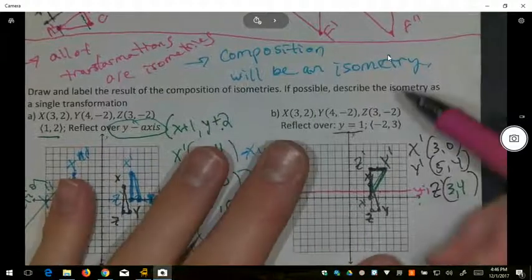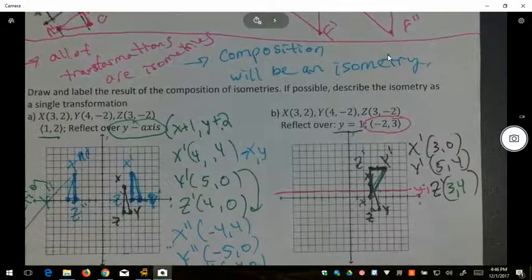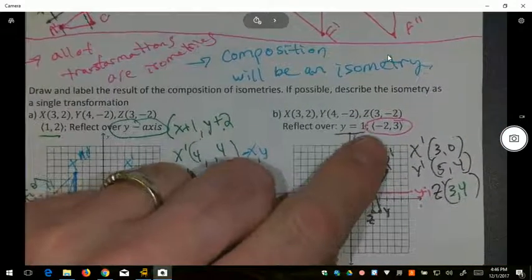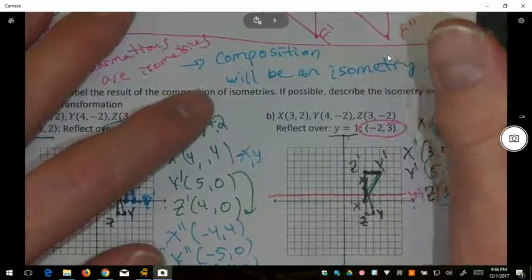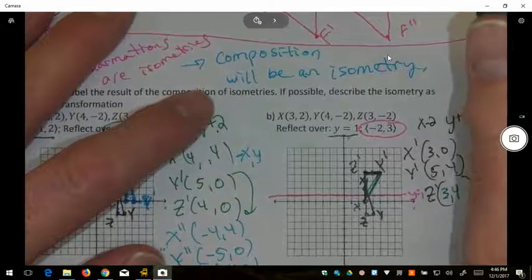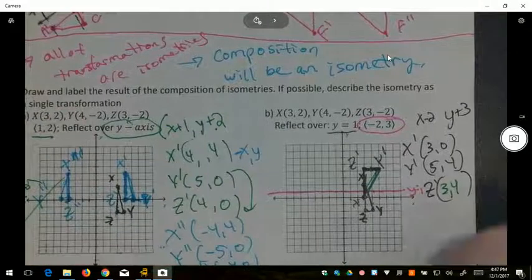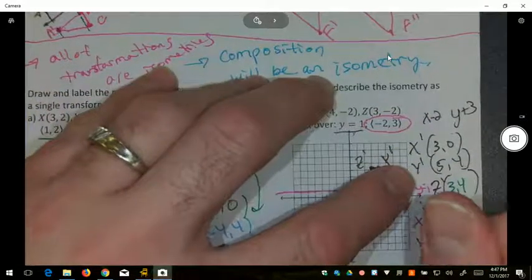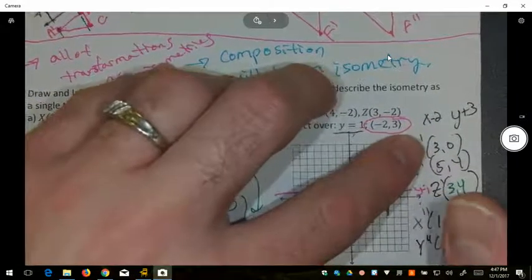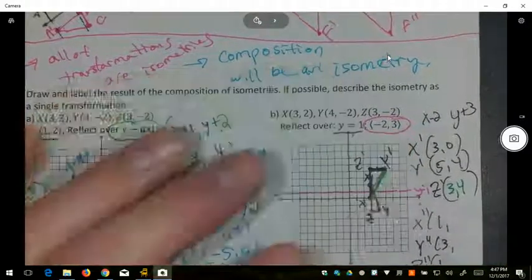Now we're supposed to slide. We reflected it, now we're sliding it left 2 and up 3. So to every x coordinate, I can take 2 away, and to every y coordinate, I can add 3 at this point. This will give me final coordinates for x double prime. We've got 3 minus 2 at 1. Y double prime, 5 minus 2 at 3. Z double prime, 3 minus 2 at 1.